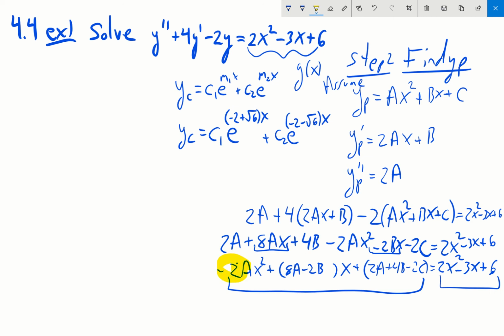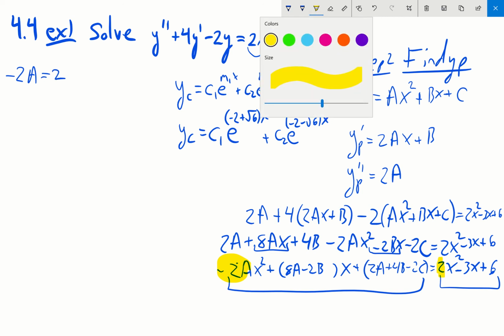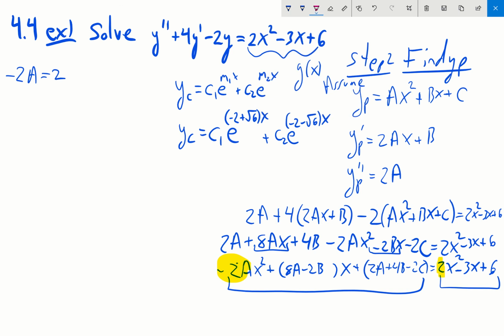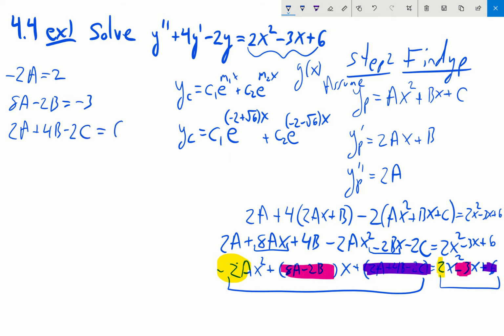So for example, the coefficient of the x squared term here, which is negative 2a, would have to match up with the coefficient of the x squared term on the right-hand side. And so that will tell us that negative 2a must be equal to 2. Similarly, we need the coefficients of the x terms to match up, meaning that this coefficient here has to match this negative 3 coefficient. So we need 8a minus 2b to be equal to negative 3. And then in addition, the constant coefficients must match up. So we need 2a plus 4b minus 2c to be equal to positive 6.